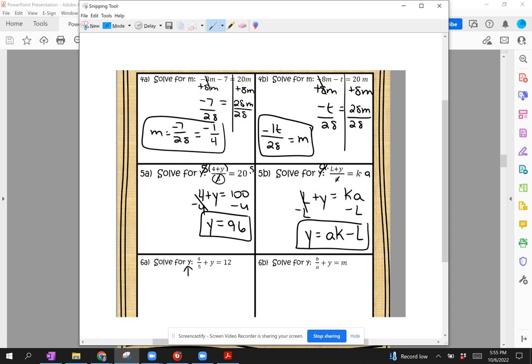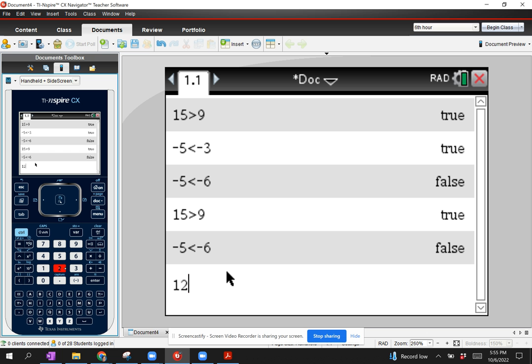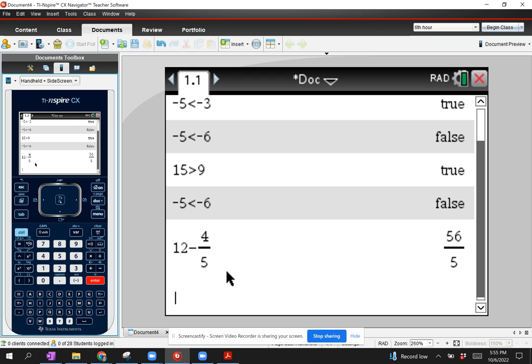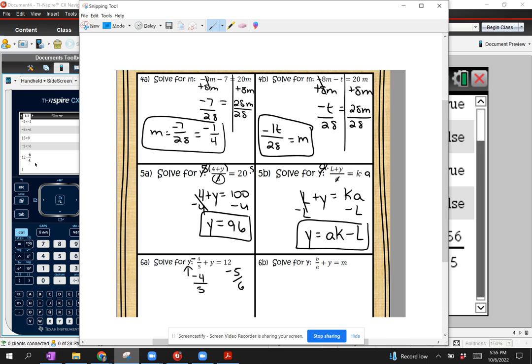We are trying to get y by itself. Even though this is dividing, there is a plus sign in between the division and y. So really 4/5 is being added. So I can take 4/5 away. And then 12 minus 4/5 gets me 56/5. So y equals 56/5.